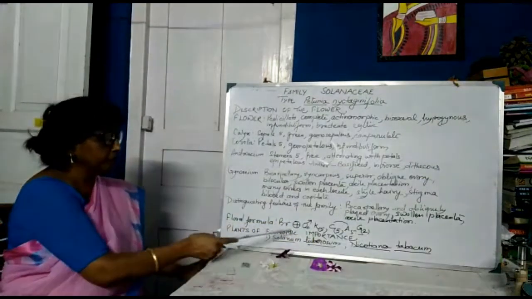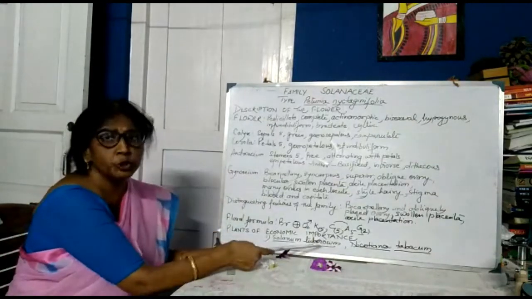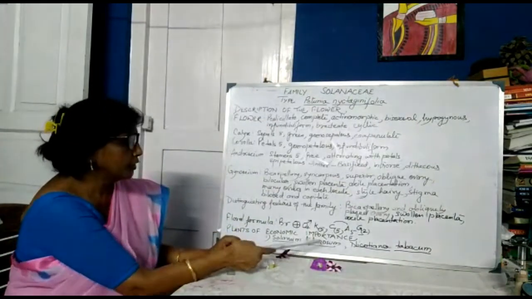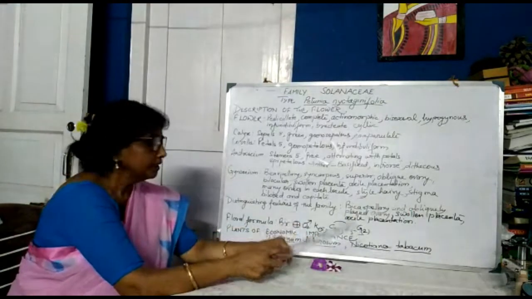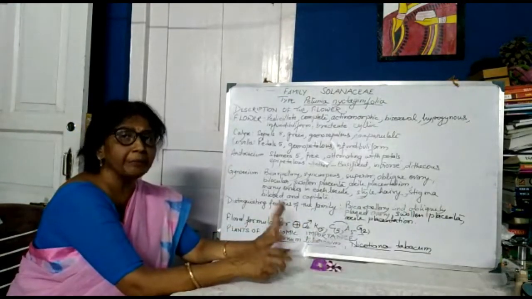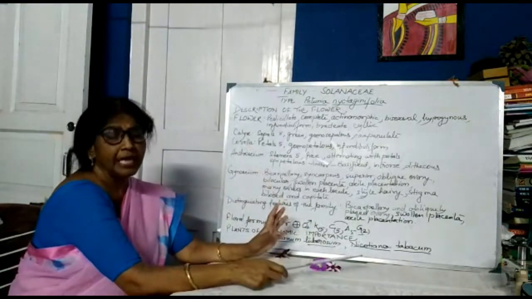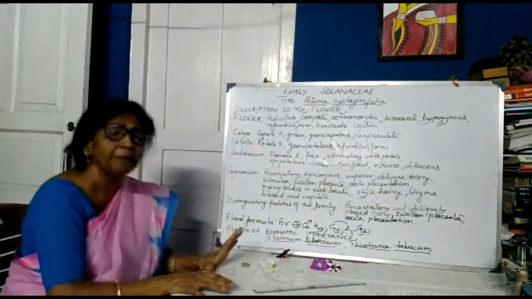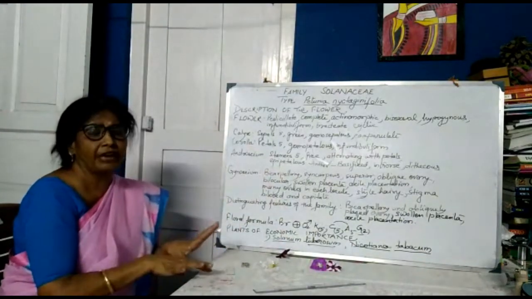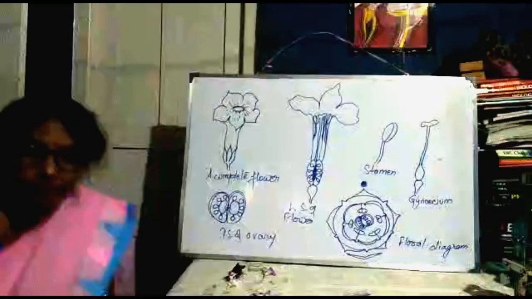Then plants of economic importance belonging to this family: Solanum tuberosum, that is potato, and Nicotiana tabacum, that is tobacco. These two are very important members of this family, economically important plants. Next, I will tell you how to draw the different parts of the flower and how to dissect the flower belonging to this family.